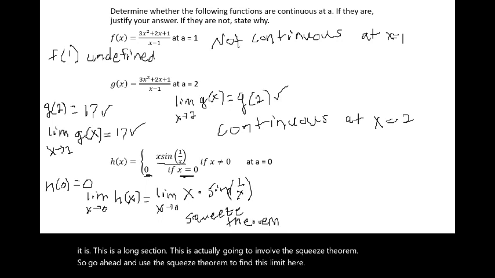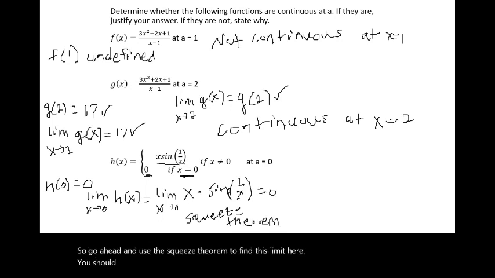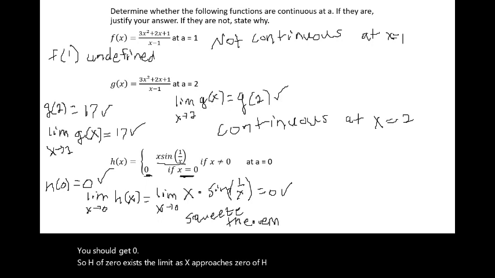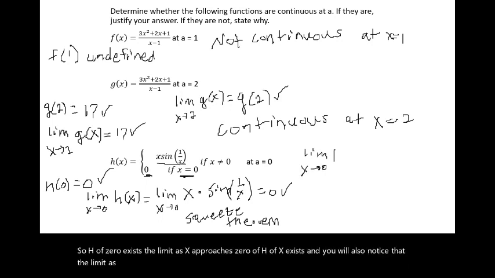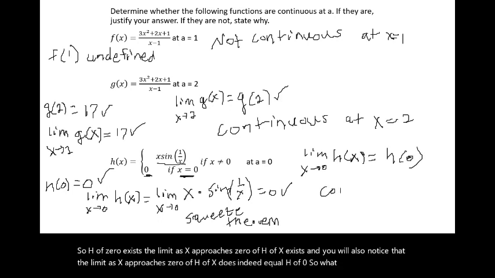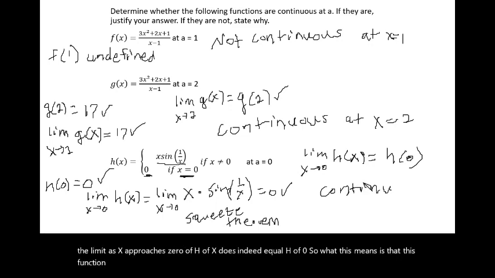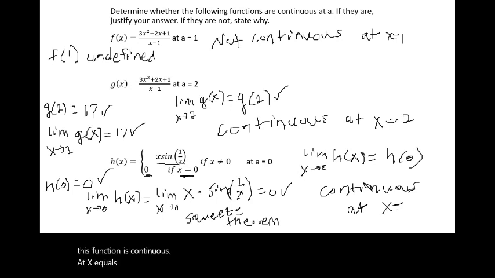You should get 0. So h of 0 exists, the limit as x approaches 0 of h of x exists. And you will also notice that the limit as x approaches 0 of h of x does indeed equal h of 0. So what this means is that this function is continuous at x equals 0. It fulfills all three continuity criteria.